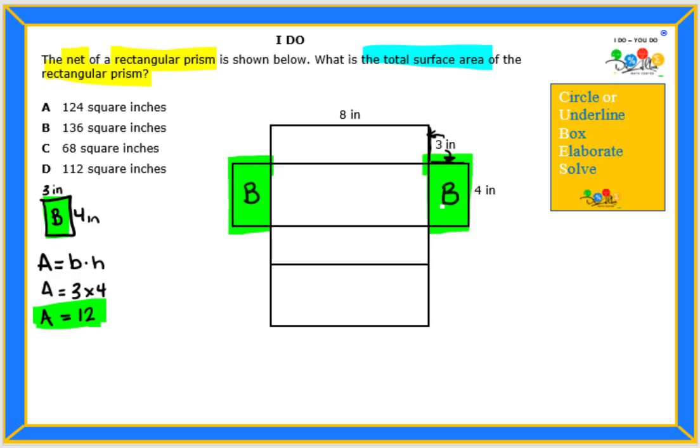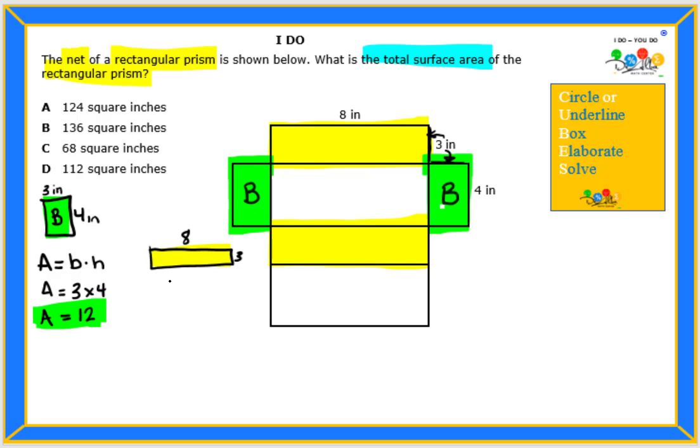Okay, let's look at one of the faces. So I can see this face right here. There has to be another face that's the same size, and I can see it right here. They're in pairs. So that means I'm going to find the area of this rectangle. I'm going to sketch it. And it's a rectangle with a base of 8 and a height of 3.